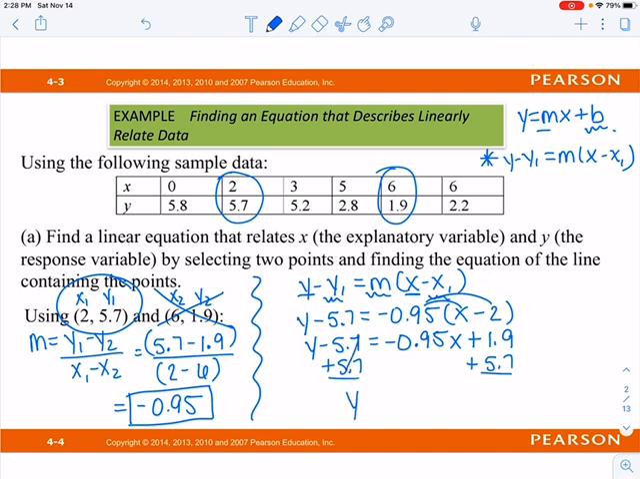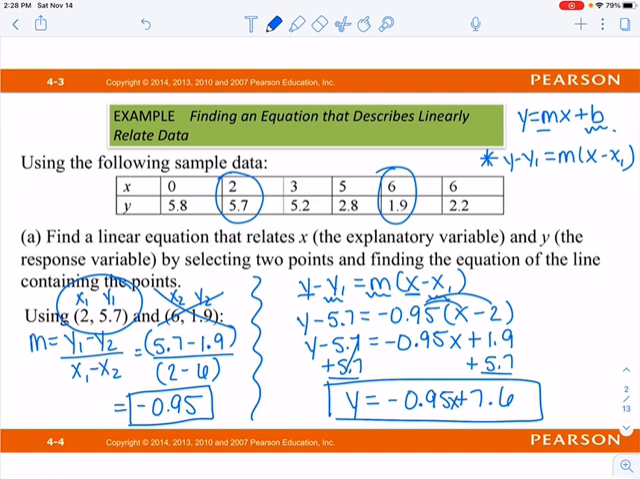That will leave me with my y on the left, and on the right I'm going to have negative 0.95x plus 7.6. Oh, I forgot my x there. Okay, so y equals negative 0.95x plus 7.6.